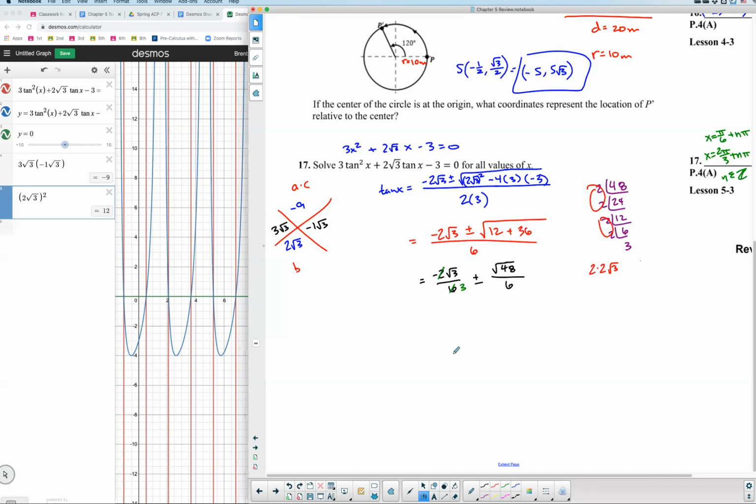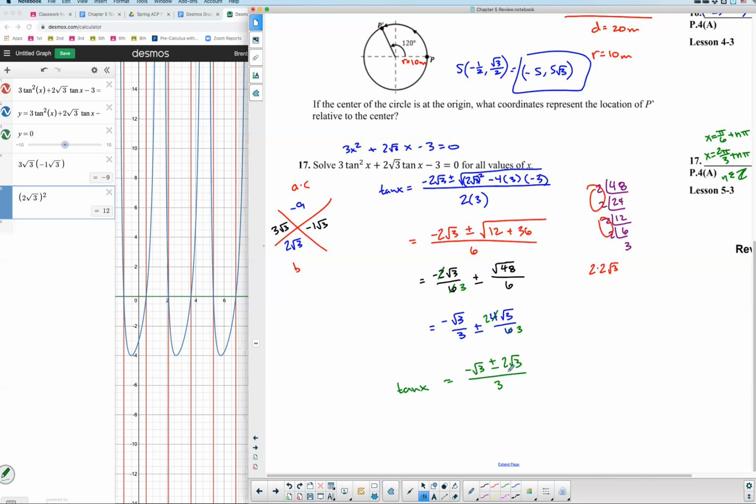And so I have negative square root of 3 over 3 plus or minus 4 square root of 3 over 6. And now I can reduce one more time. 2 goes into both of these. This will be 2. This will be a 3. So I see I have a common denominator again. So I'm back to a common denominator. Negative square root of 3 plus or minus 2 square roots of 3. All that is equal to tangent x.